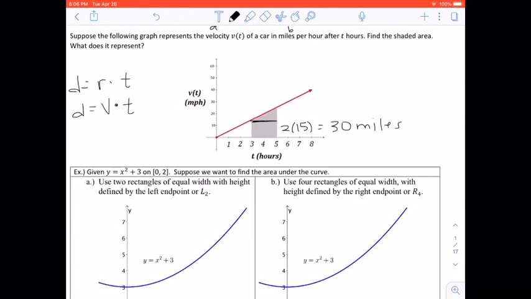And then likewise for the triangle, triangles are going to be 1/2 base, which is 2 units, and our height, which looks like about 10. And then going ahead and multiplying this out, we get 10 miles. So total, this car drove 40 miles.